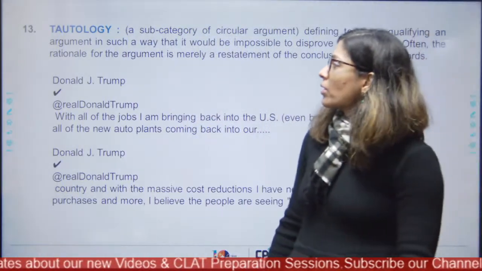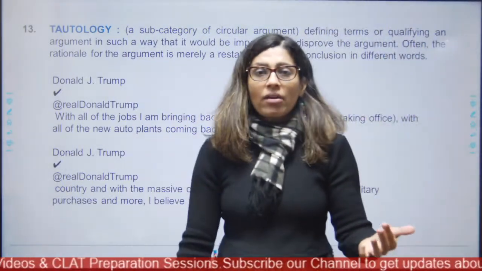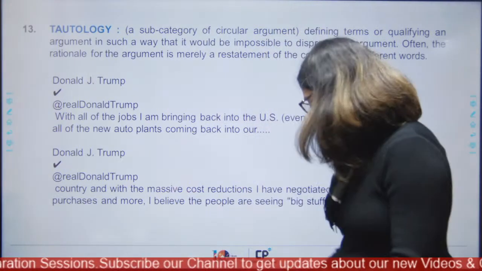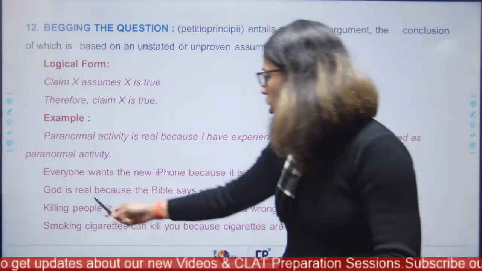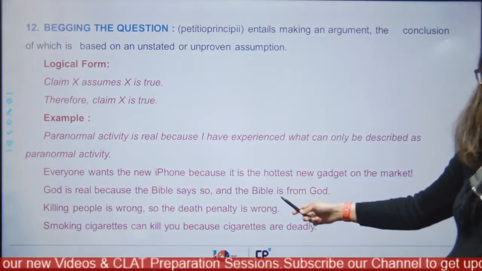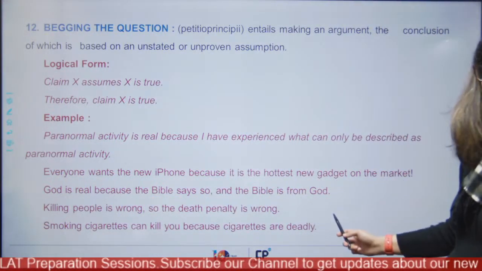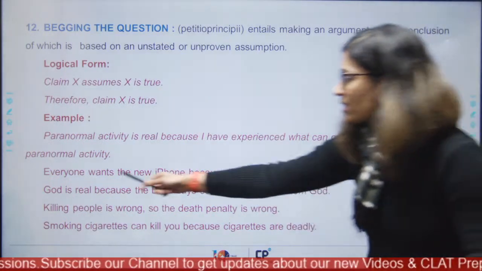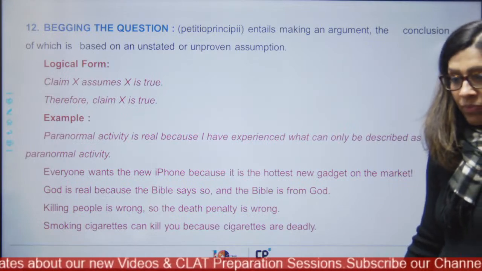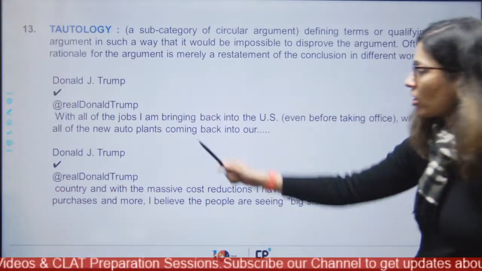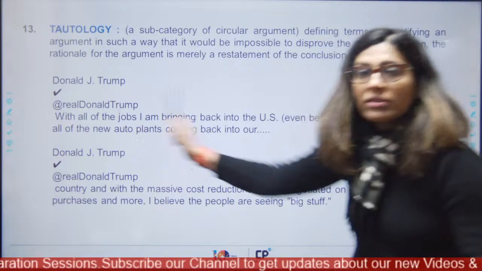Same thing with circular reasoning, or the circular reasoning example that I gave you in the previous one: God is real because the Bible says so, and the Bible is correct because it is from God. So it's circular. Circular means the starting and ending point are the same thing. And this would also be circular: I am good, therefore I am good.